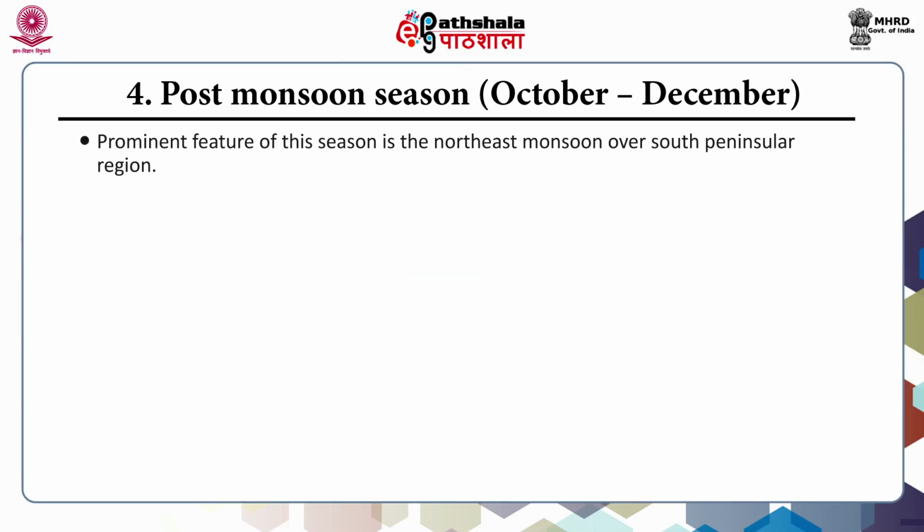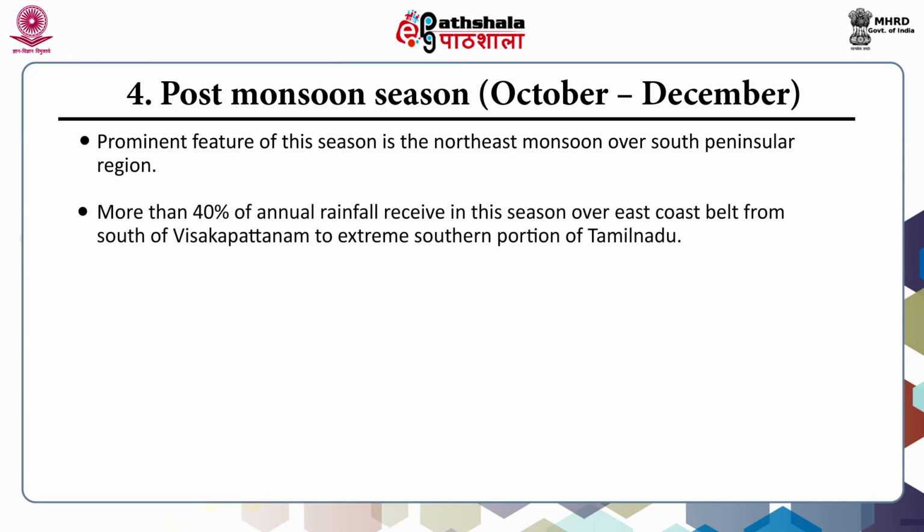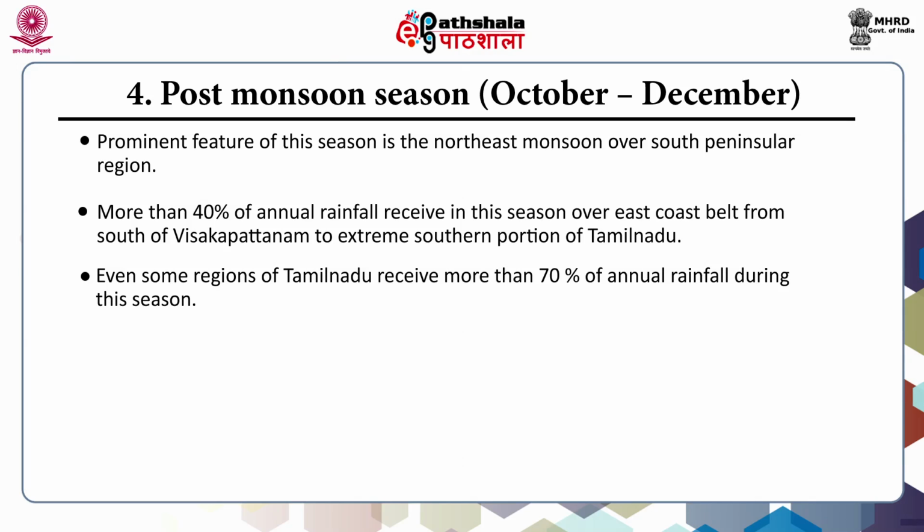December. The prominent feature of this season is the northeast monsoon over the South Peninsular region. More than 40% of annual rainfall is received in this season over the east coast belt from south of Visakhapatnam to the extreme southern portion of Tamil Nadu. Some regions of Tamil Nadu receive even more than 70% of annual rainfall during this season.